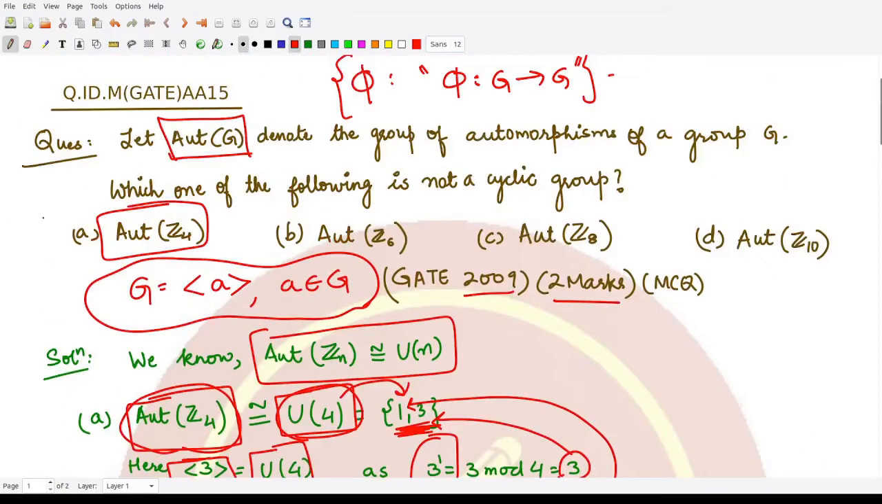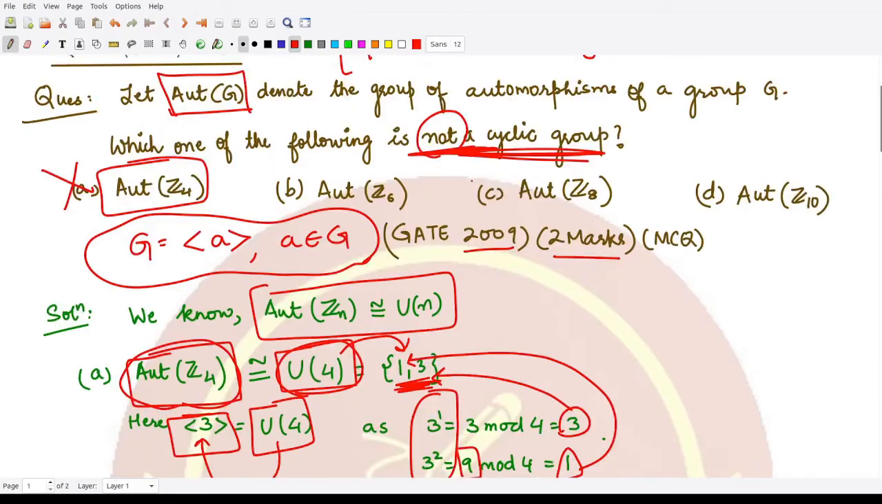So option A is rejected here because it is a cyclic group and we are looking for a group which is not cyclic, right? So you see the trick here. The word "not" is very important. Sometimes we solve the question so fast that we ignore this "not" and mark the incorrect option, even while knowing the correct answer. Okay, so keep this thing in mind.